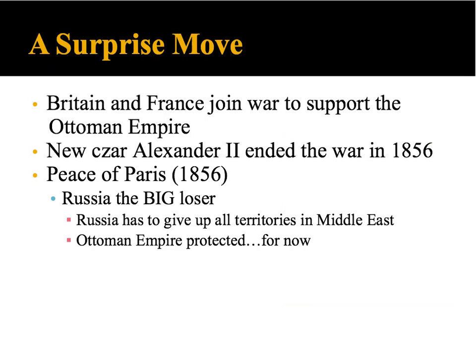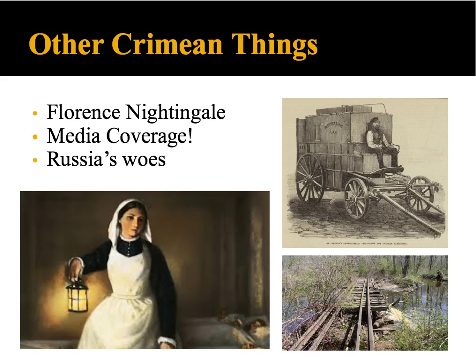Anyway, Russia's the big loser. Unpopular war in France. Ottomans are protected. Crimean War. There were a few other Crimean things going on that made the war unique.